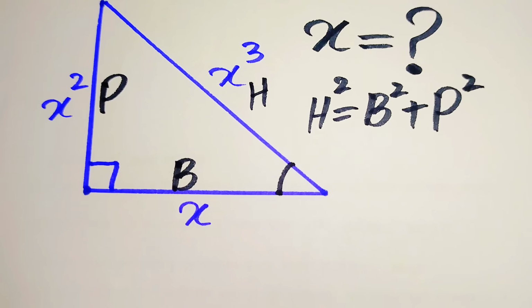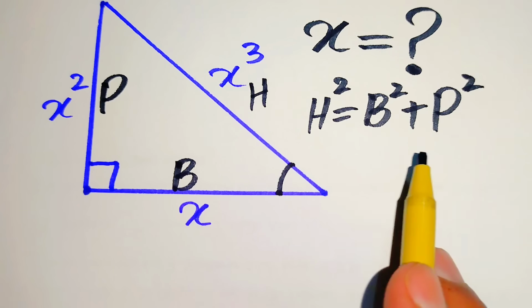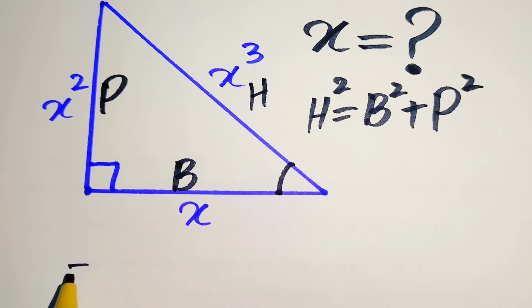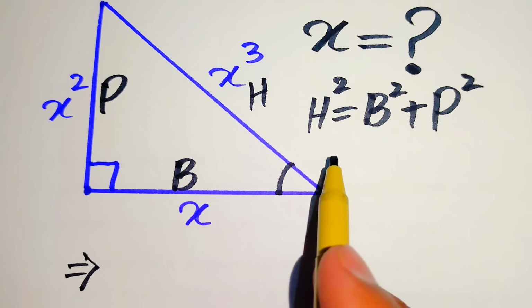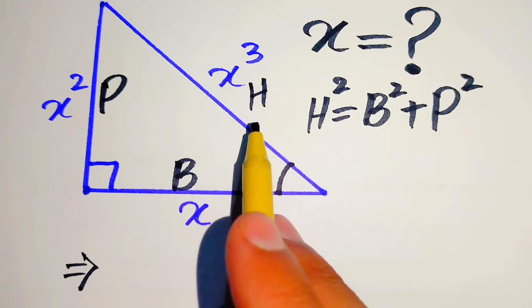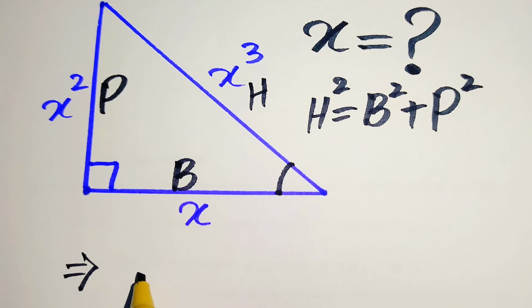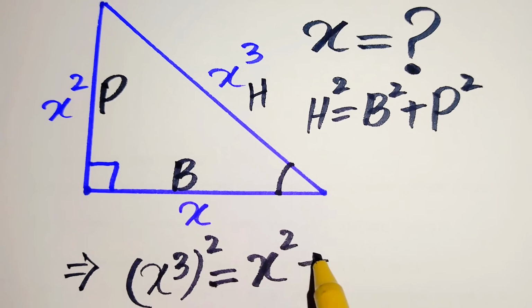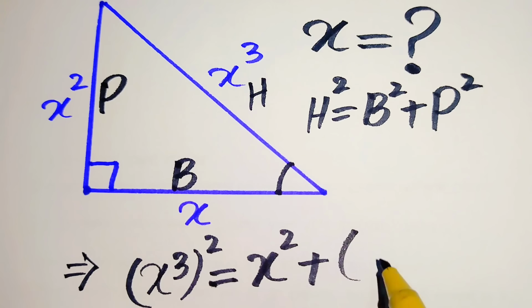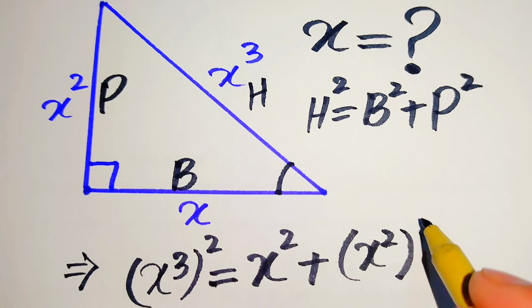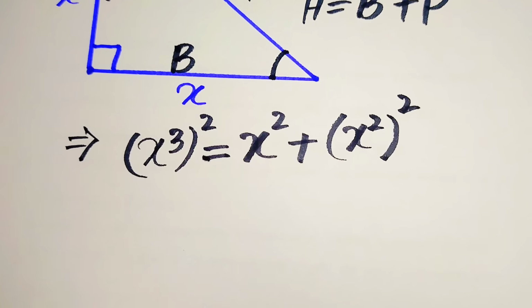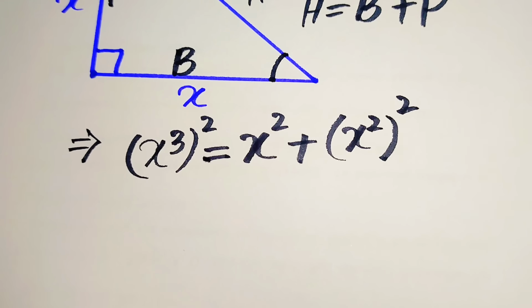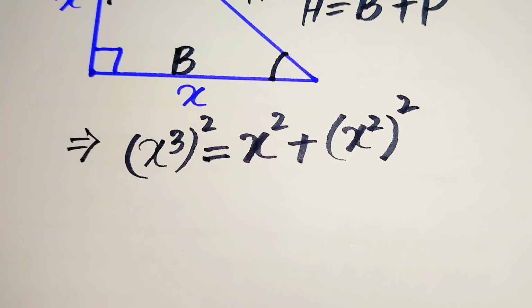Now we substitute all the values of h, b and p in this equation. The hypotenuse is x cubed, so when we put it here it becomes x cubed whole square, equals base square, and our base is x square, plus p square, so our perpendicular is x square, and its whole square. Now in the next step we use the nice exponential rules.